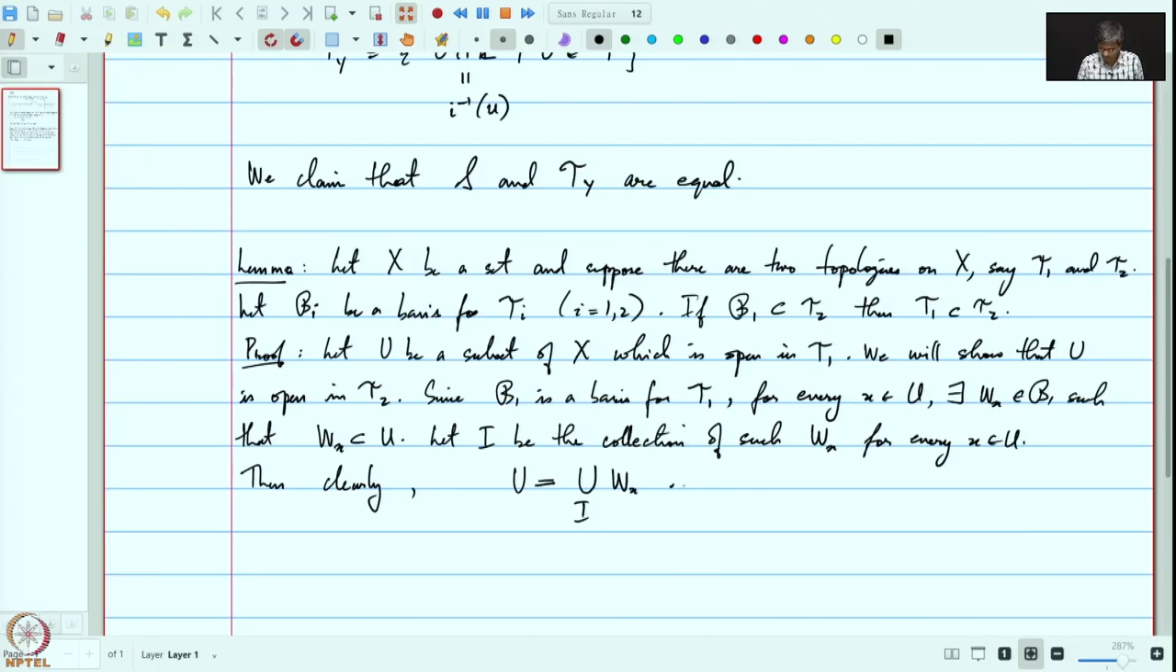This inclusion is clear, as each W sub x is contained in U, and therefore the arbitrary union is contained in U. And this inclusion is clear because given any x in U, it is in Wx, right? Okay, so now since each Wx is in B1 and B1 is a subset of tau 2, this implies that Wx is also in tau 2. That is, Wx is open.